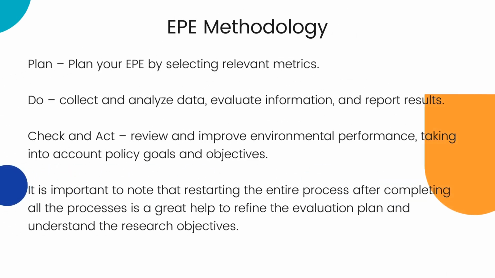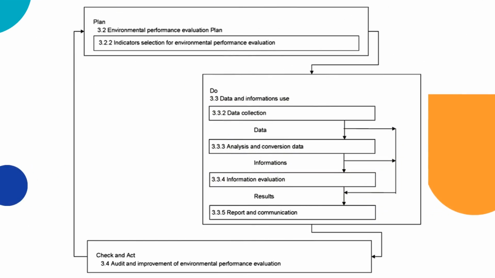Plan your EPE by selecting relevant metrics. Do: collect and analyze data, evaluate information, and report results. Check and act: review and improve environmental performance, taking into account policy goals and objectives. It is important to note that restarting the entire process after completing all the processes is a great help to refine the evaluation plan and understand the research objectives. This flowchart provides an overview of each PDCA process.